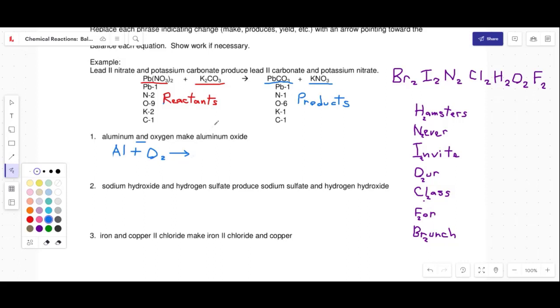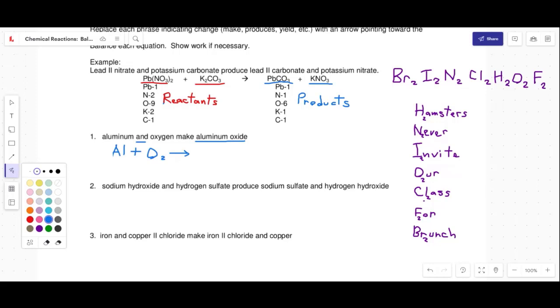All right. Now we have to figure out what the product is. In this case, the product is given as aluminum oxide. So is this an ionic compound or covalent compound? It's not covalent. Remember, covalent compounds are when you have only non-metals. But when you have metals and non-metals, you get an ionic compound.